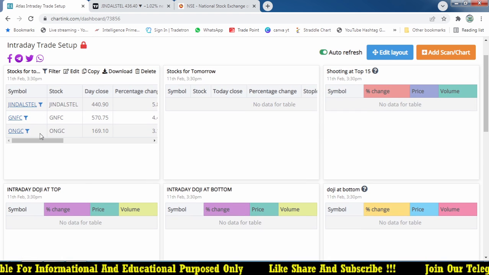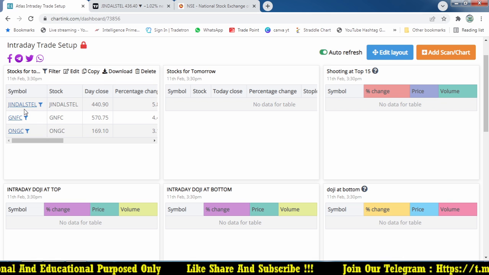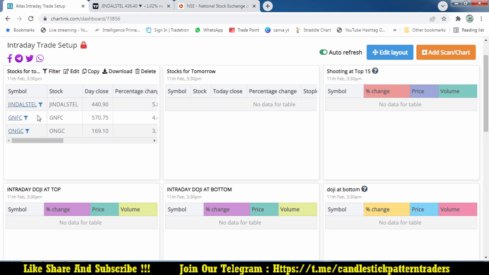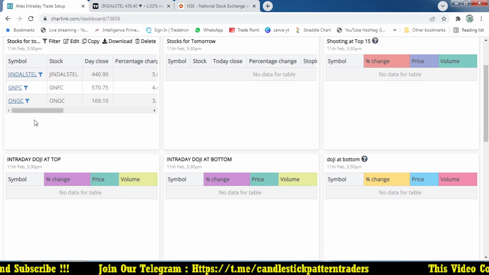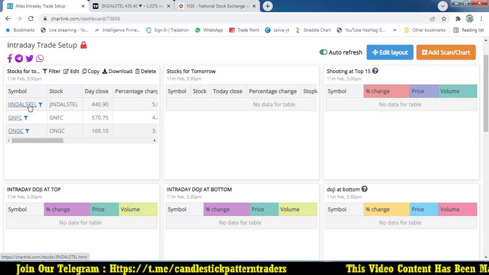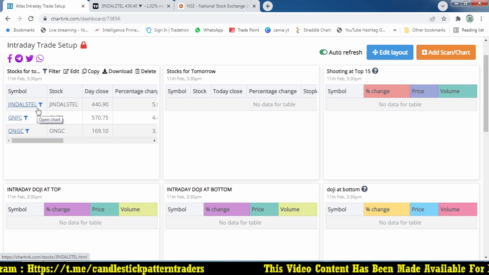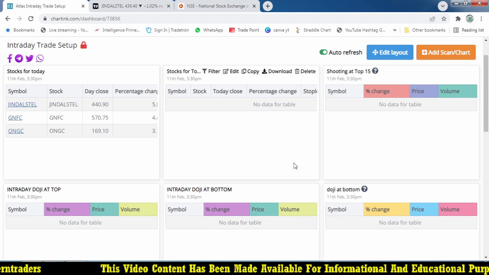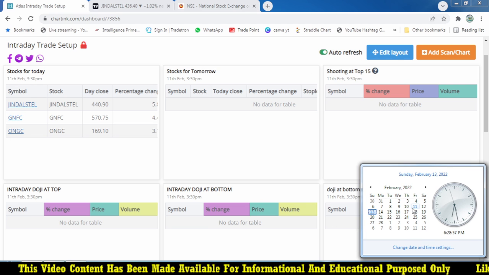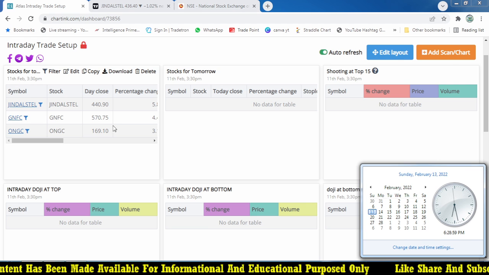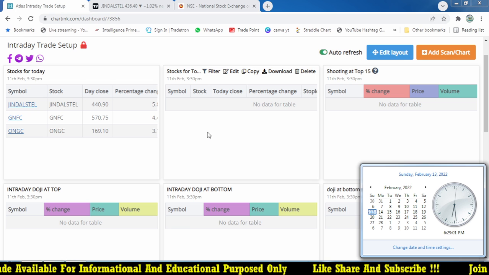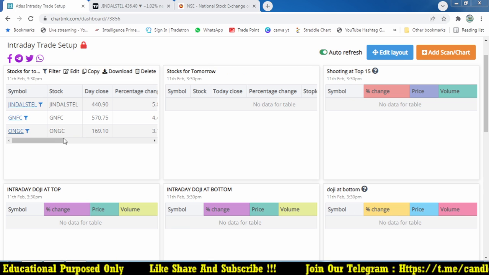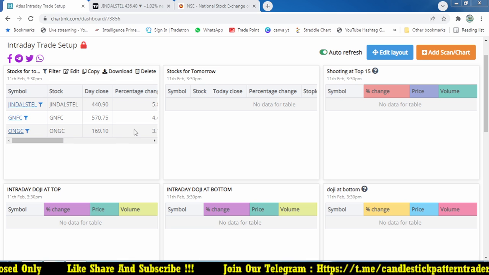That is Jindal Steel, sorry, stock for tomorrow. These are the stocks for today. GNFC, ONGC, Indulge. These are the stocks for tomorrow, that means Monday. Yeah, this is on 11th February, right? The stock for today is already over. If we don't have any stock, I will check it out and update you. So these are the stocks, or are there any other new stocks?